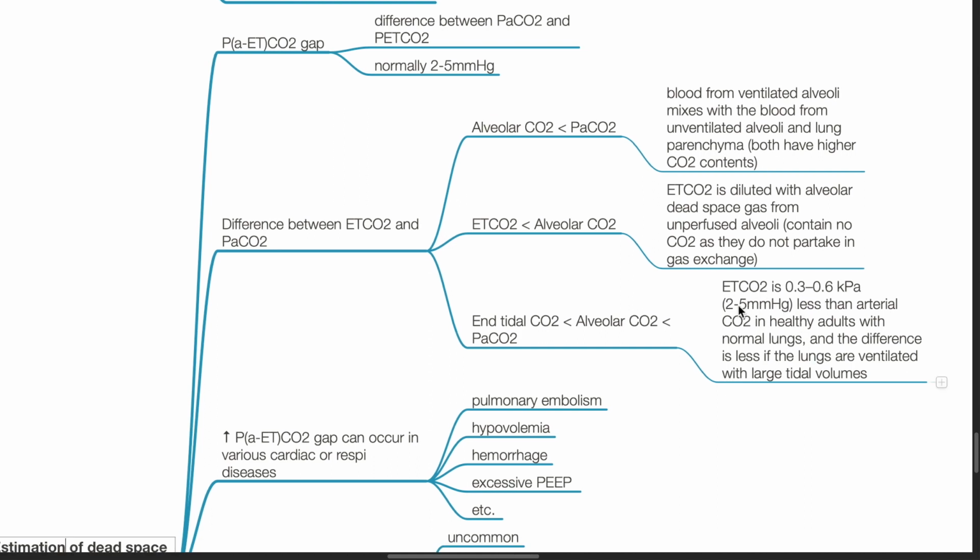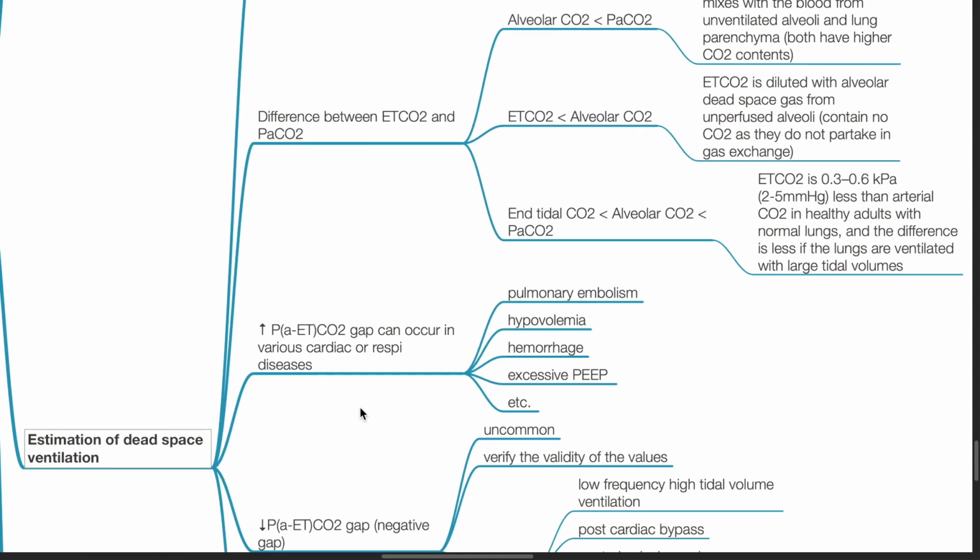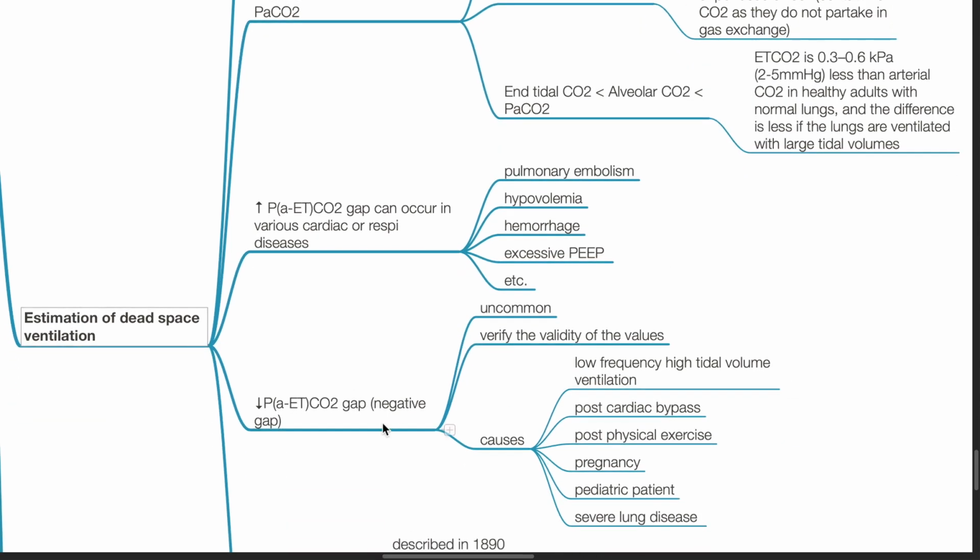EtCO2 is 2 to 5 mm mercury less than arterial CO2 in healthy adults with normal lungs, and the difference is less if the lungs are ventilated with large tidal volumes. An increased PaEtCO2 gap can occur in various cardiac or respiratory diseases such as pulmonary embolism, hypovolemia, hemorrhage, and excessive PEEP. A negative gap is uncommon.